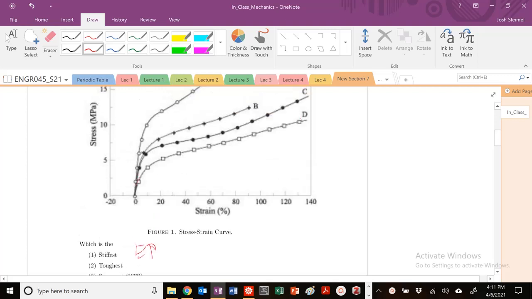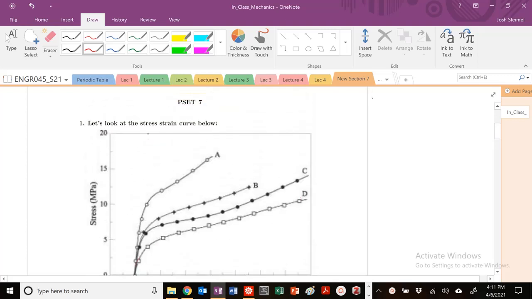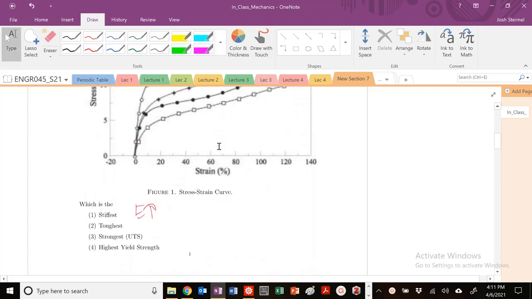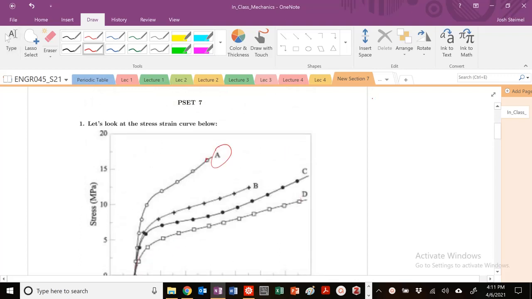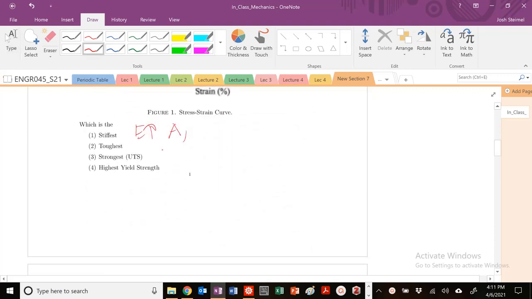So that's the slope essentially of this linear region. So clearly the one with the highest slope is A. So A is going to be our stiffest. Toughest, let's go back to answer that last. Strongest. So what has the largest UTS? Well, this is the value of my UTS here for A, so that is going to be my strongest.